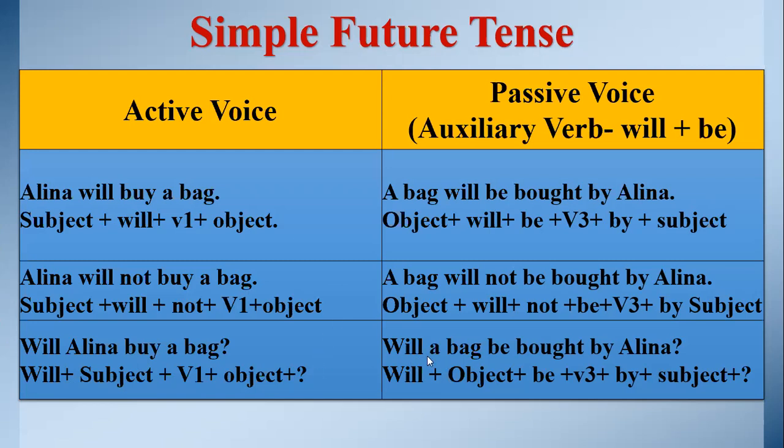So with the passive voice will be, will a bag be bought by Alina? This will be will, and then again my object, and now be will come here, that is my auxiliary verb, the third form of the verb with the preposition by, and in the end I have my subject. So this will be, will a bag be bought by Alina? So is the simple future tense clear to you all, the active and the passive voice? So let's move on, students.